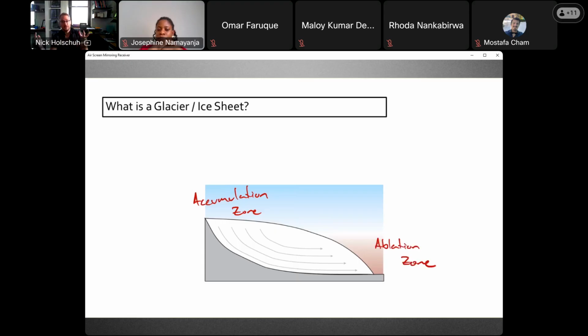Ice flow transfers ice from the accumulation to the ablation zone. And so for a glacier that's in balance, that's not changing on long time scales, it must be the case that as much ice is added every year in the accumulation zone as is lost in the ablation zone, and the ice is flowing through the system, bringing material from the accumulation zone to the ablation zone.